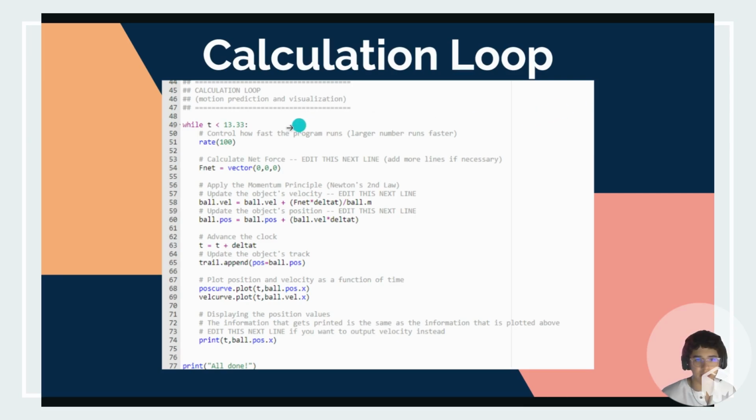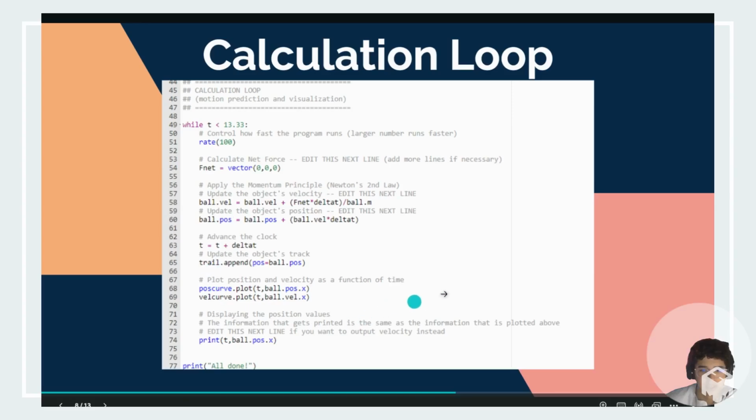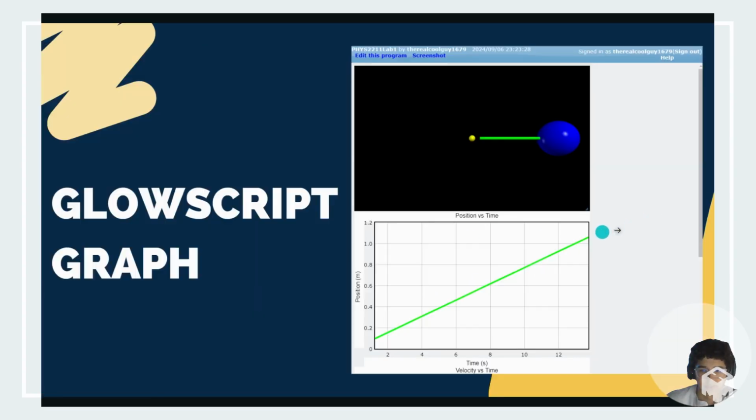Calculation loop. So I said while t is less than 13.33, which was the maximum time, or the total time that it was rolling, that the force net vector would be 0, 0, 0, because we were not counting for friction or any of that. So here we set up the ball's velocity and position formulas, and this is just so that it could appear on the next slide so that you could see the graph.